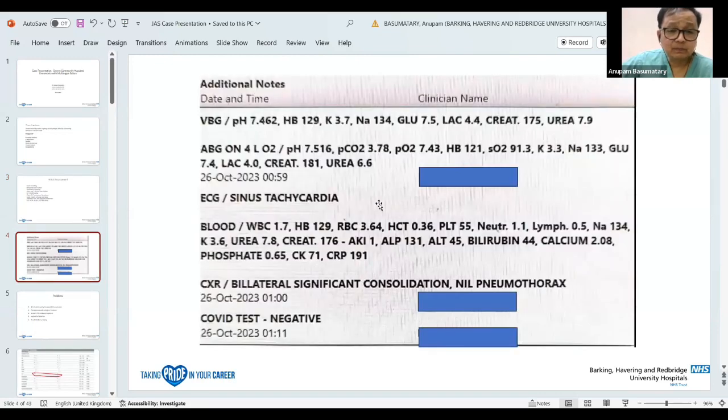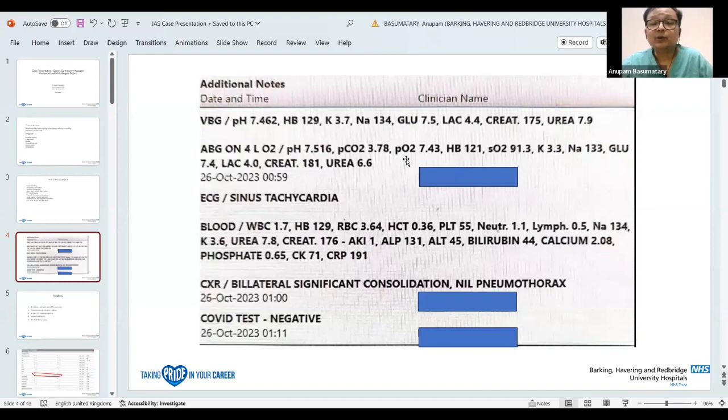And he had a gas done, which is the VBG. You can see here, that was done at resus with a pH of 7.4. Lactate was 4.4, which is very striking. Creatinine was 175. Subsequently, he had an arterial blood gas done, which is showing a pH of 7.5 because he was hyperventilating, trying to compensate possibly for the metabolic acidosis, high lactate and creatinine.